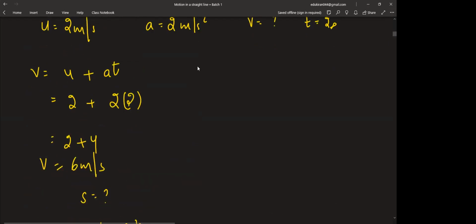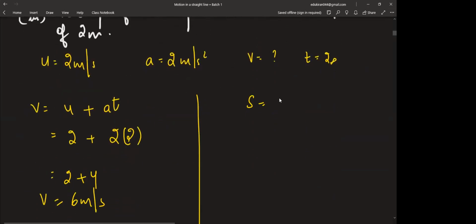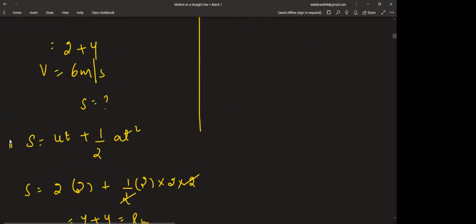And then we have the last part. Velocity after the body has covered a displacement of 2 meters. Now this is given, distance is given. This is the third part. This was the first part. This was the second part.